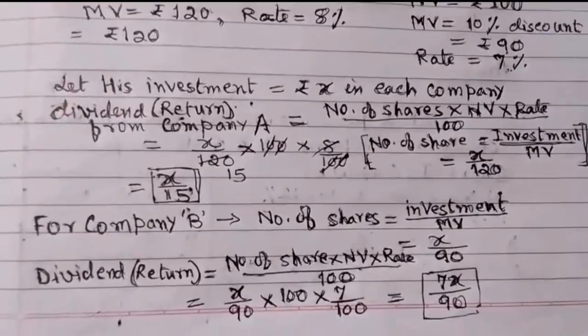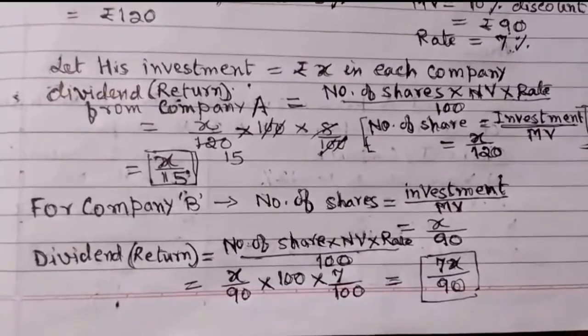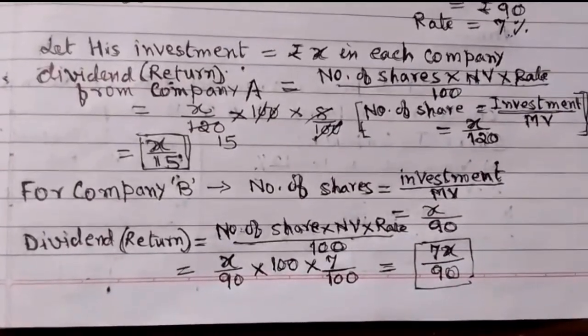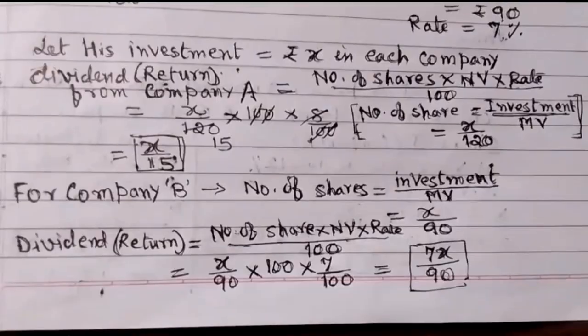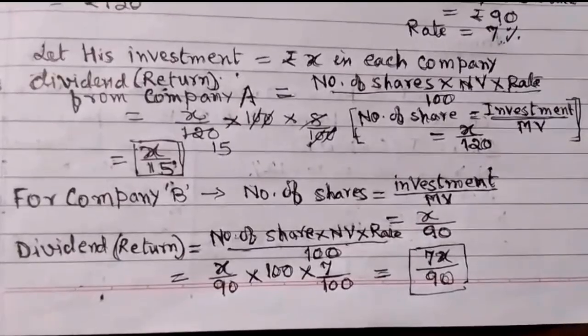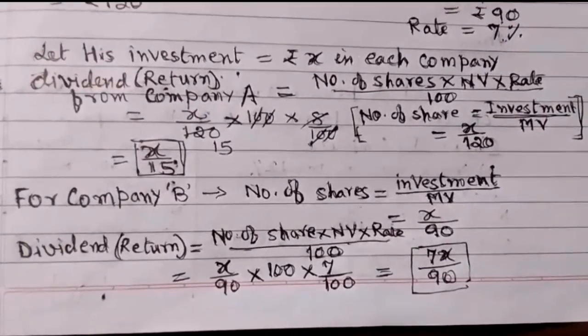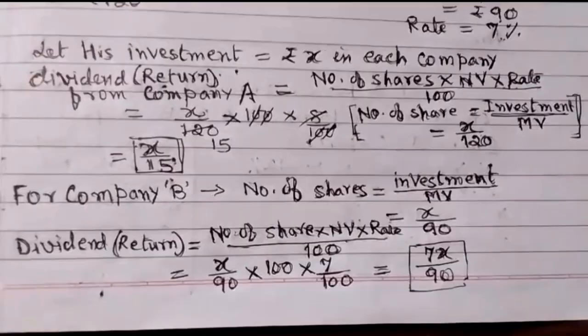Now for company B, the number of shares is equal to investment divided by market value, which is equal to X upon 90, as X is the investment and 90 is the market value. His return or dividend from company B is equal to number of shares into nominal value into rate divided by 100, which is equal to X upon 90 into 100 into 7 by 100, which is equal to 7X by 90.